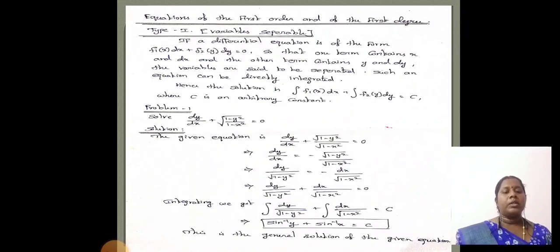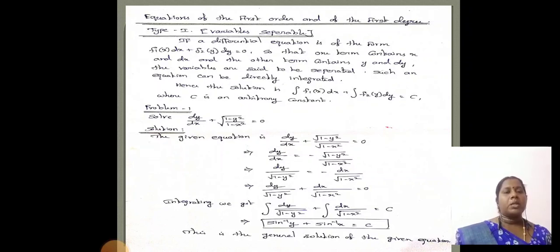So, the degree of the differential equation is 2. Next, we are going to study how to solve the equations of the first order and first degree by using the variable separable method. Suppose a differential equation is of the form f1 of x dx plus f2 of y dy equal to 0, so that one term contains x and dx and the other term contains y and dy.